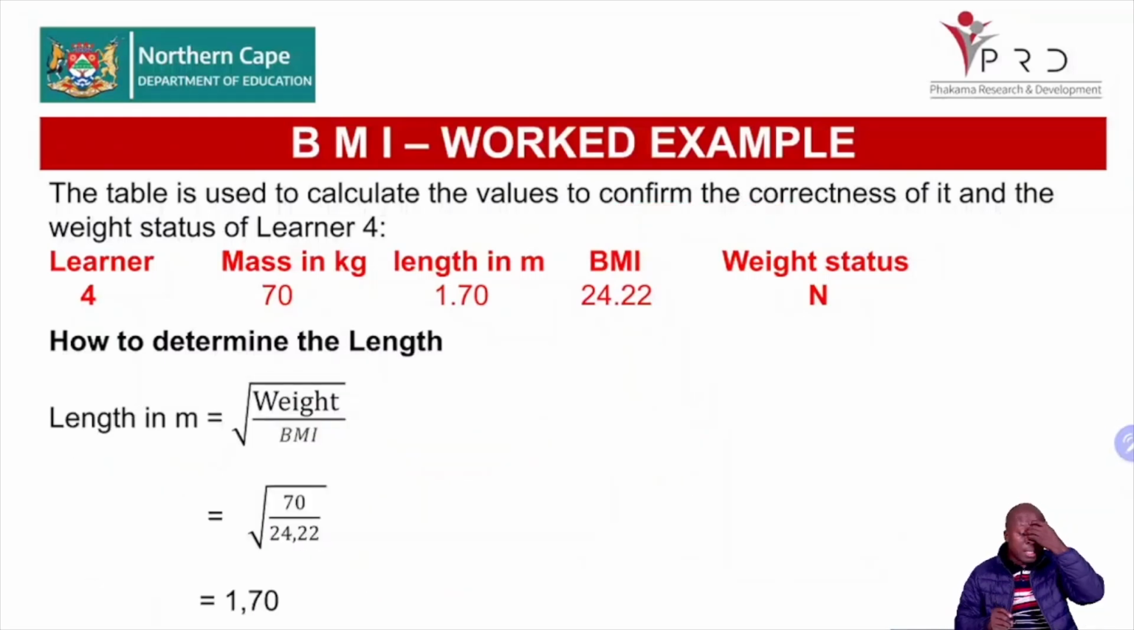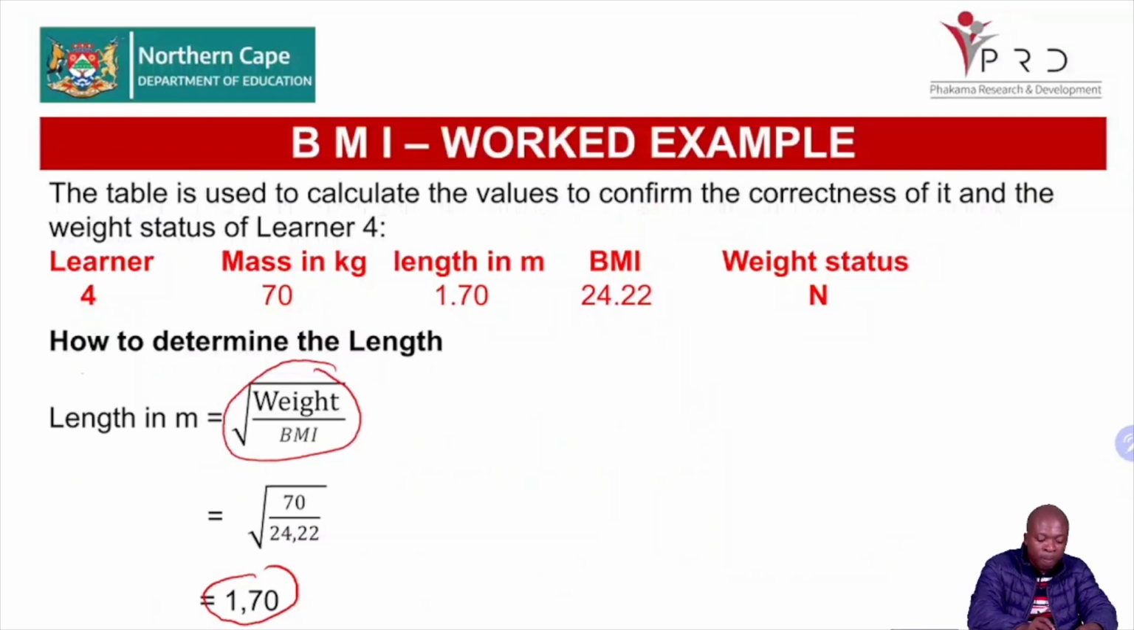All right, so now let us check, how do we determine the height of this person? The length, we are talking of the height, how tall the person is. Remember the answer was 1.7. But in examination, if the examiner says calculate the height, you use this formula. Height is equal to the square root of the weight or mass of the person divided by the BMI. What was the weight again? 70 kilograms. The BMI, 24.22.